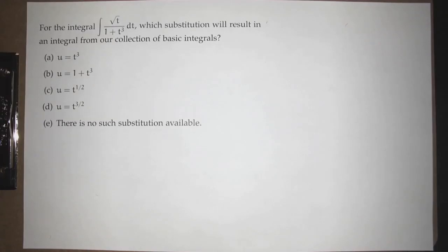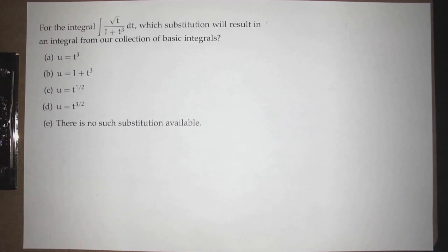We have a review problem up here. You have the integral of the square root of t over 1 plus t cubed dt, and we're asked which substitution will result in an integral from our collection of basic integrals, because I said there's like 8 integrals that we know how to do. Our goal is to move towards those 8 integrals. So is there a substitution we can make that gets us to one of our 8?